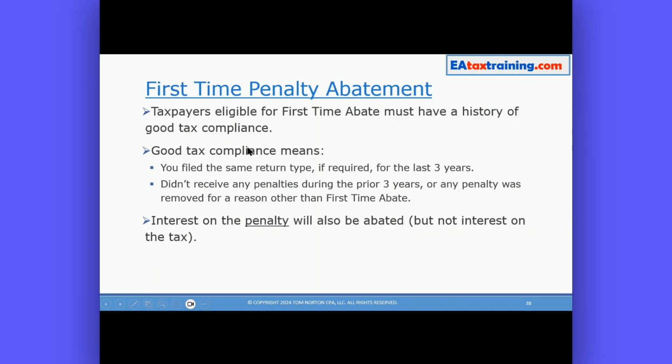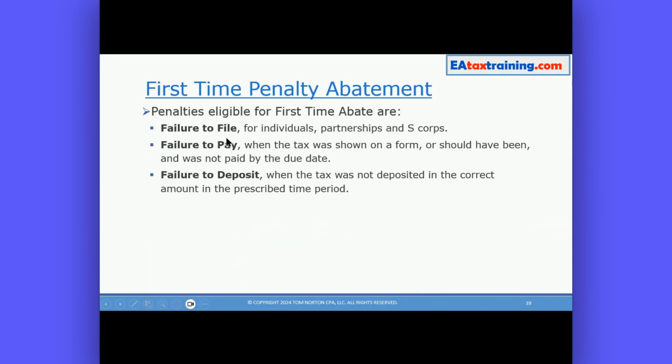If you are granted this, then interest on the penalty will also be abated. So the penalty itself will be abated and the interest on the penalty will be abated. However, the interest on the tax itself will not be abated. So you'll still have to pay the interest on the taxes. You just won't have to pay the penalty or the interest on the penalty.